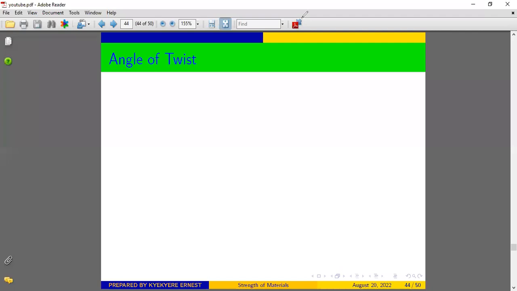So in today's lecture, we are basically going to look at angle of twist and how to solve problems with the angle of twist, and how to determine the power transmitted by shafts, and also the strain energy in members subjected to torsional force. So first of all, let's start with the angle of twist.